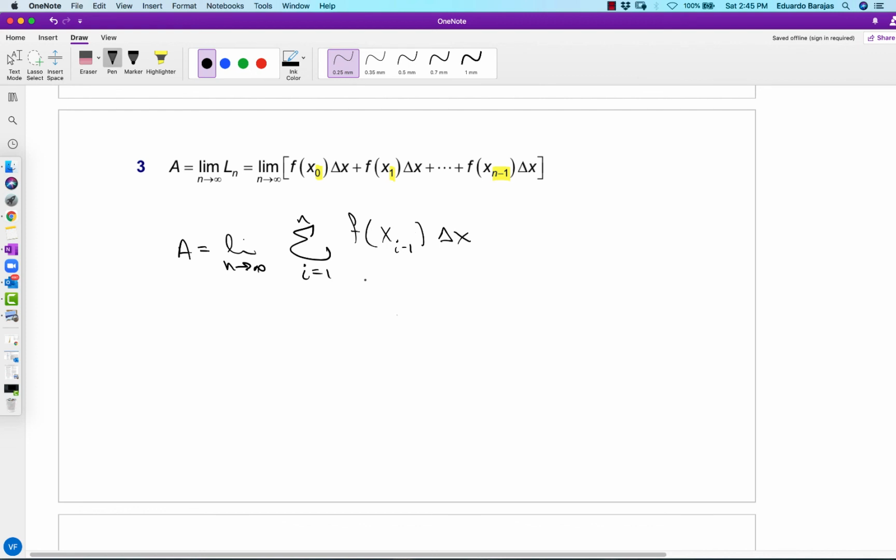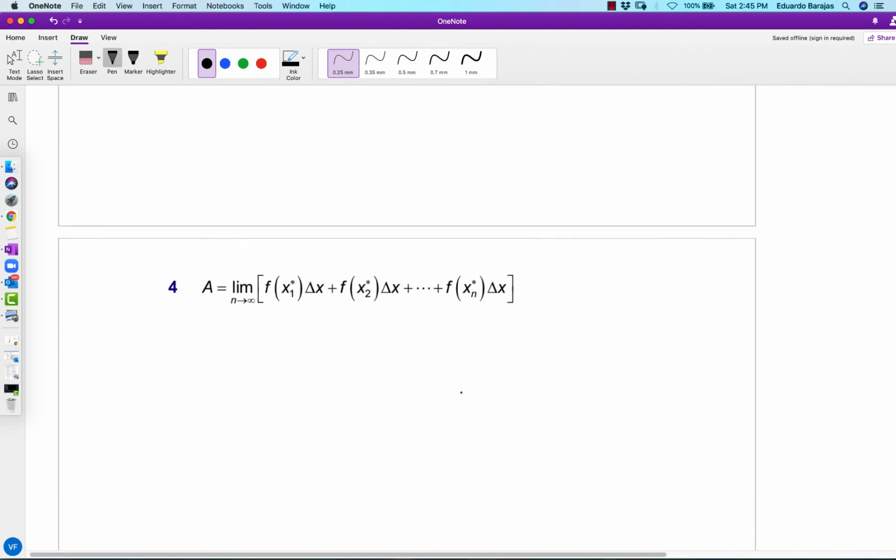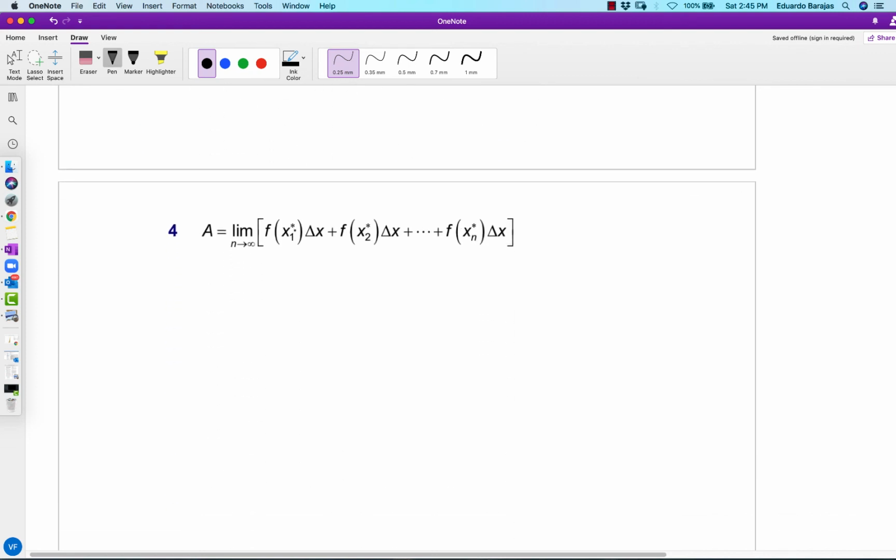And similarly, we worked with this formula. When you see the little star, it means that we don't have a particular rule for establishing the height of the rectangle. We don't have the left rule, we don't have the right rule, we don't have the midpoint rule. We're just saying x sub i star represents some value within the base of each rectangle.